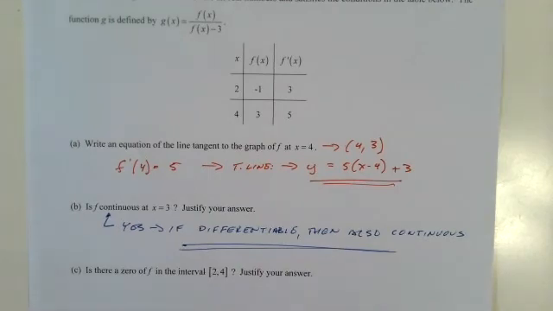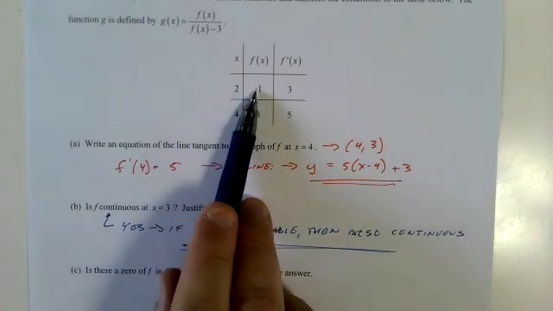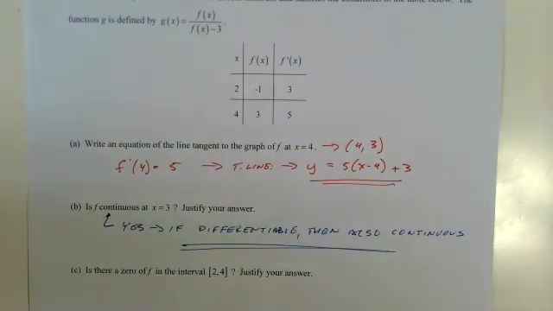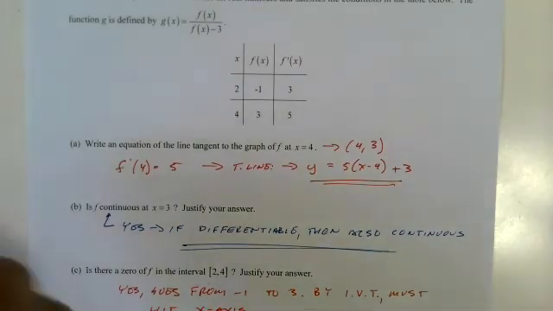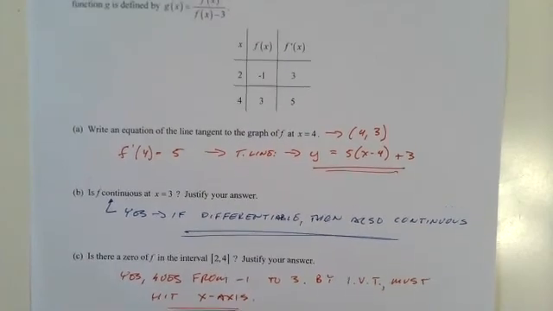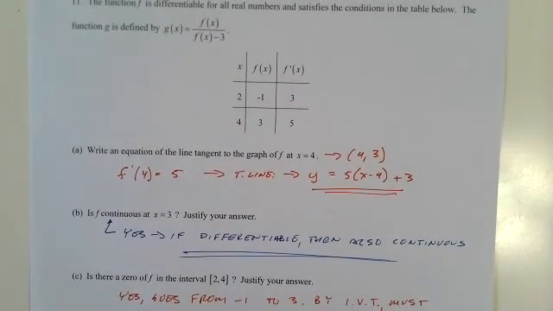Is there a 0 of f in the interval 2 to 4? Well, 2 is in negative territory, 4 is 3, and it's continuous. Yes. It goes from negative 1 to 3, so by the intermediate value theorem, it must hit the x-axis. Sorry for that. I really should zoom out, but I hate doing that.